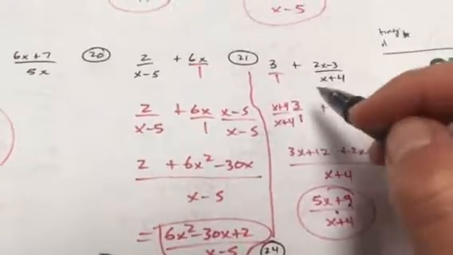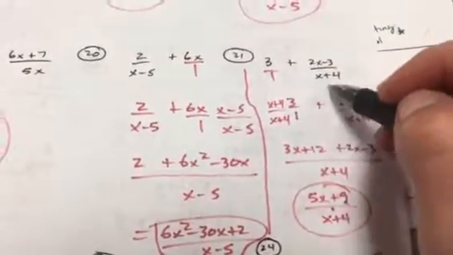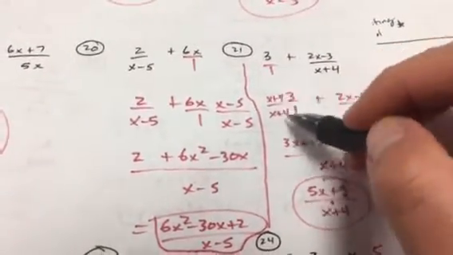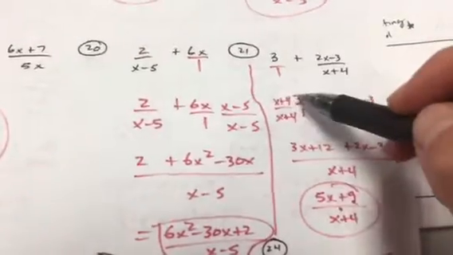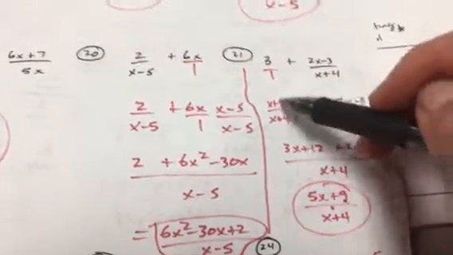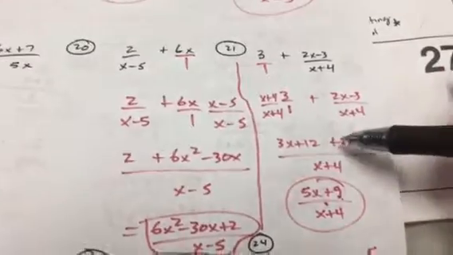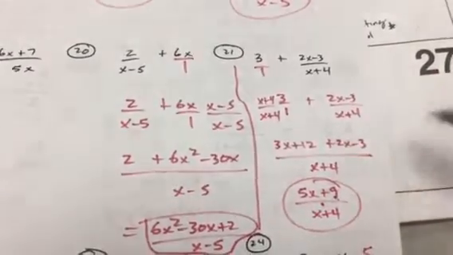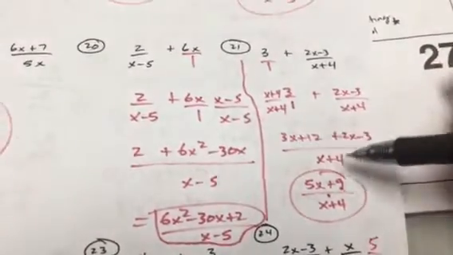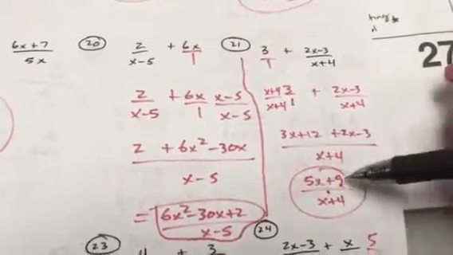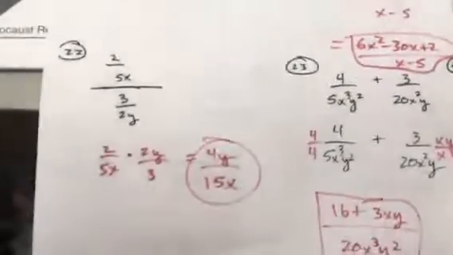21 is very similar to 20. Call this 3 over 1. This has an x plus 4, so give this x plus 4 over x plus 4. Use distribution. 3 times x plus 3 times 4, so 12, plus what this is right here. Combine like terms. 3x, 2x gives you 5x. 12 minus 3 gives you plus 9, all over x plus 4.